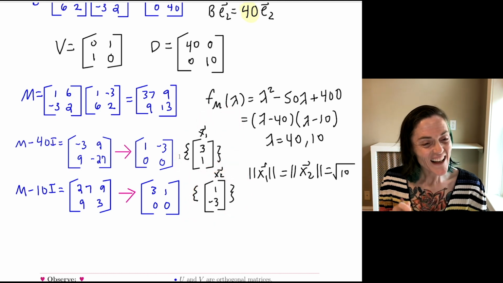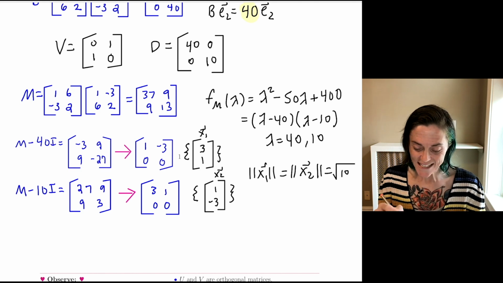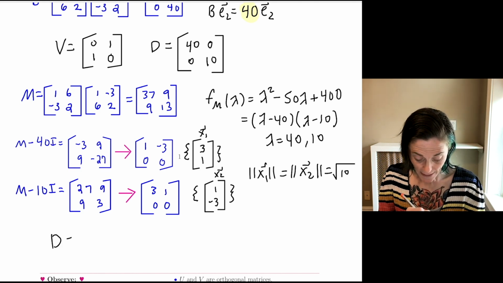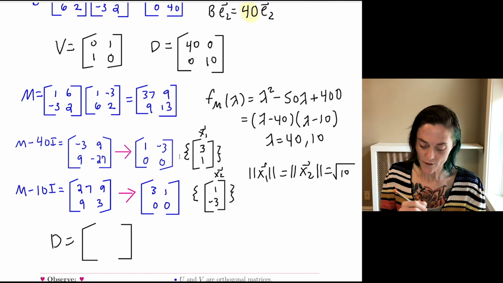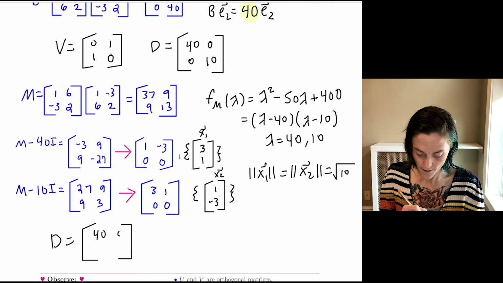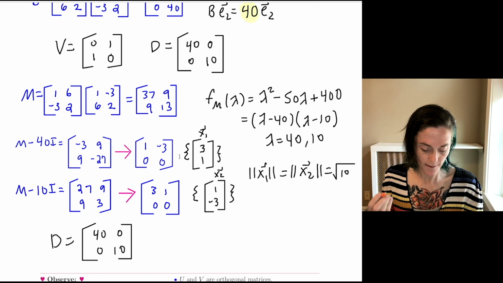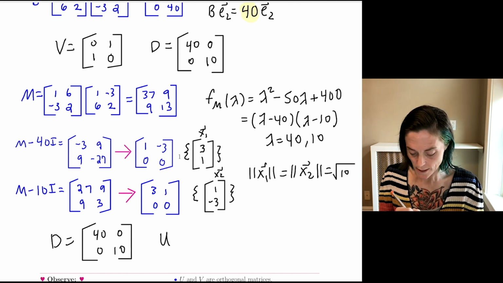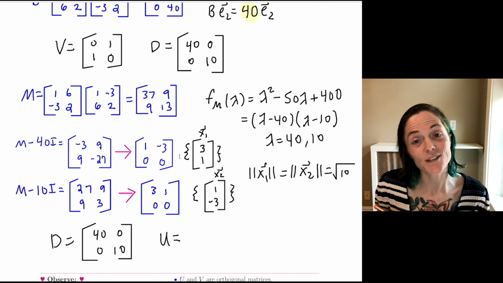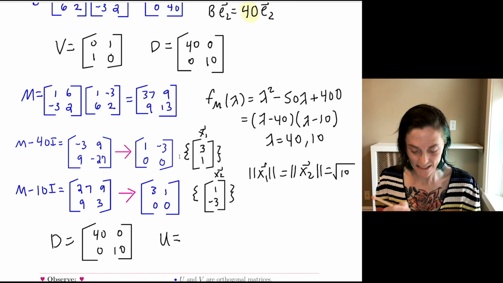Okay, great. Well, I'm going to use the same D because I can. So let's put 40, 0, 0, 10. And now I'll call this matrix U. This will be my matrix of eigenvectors.